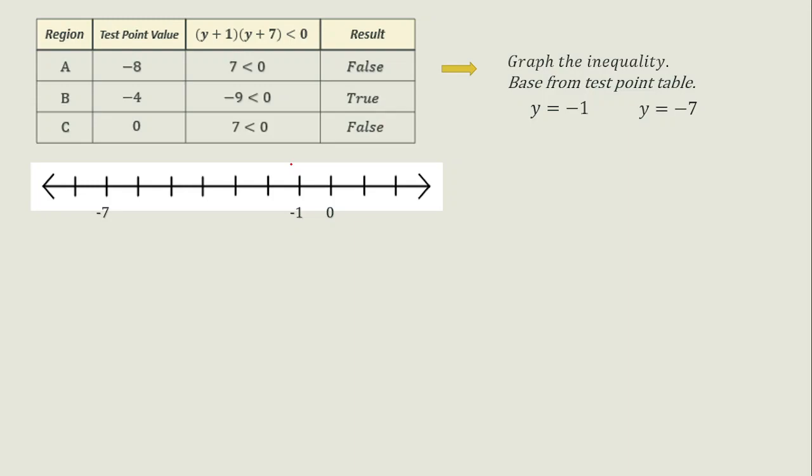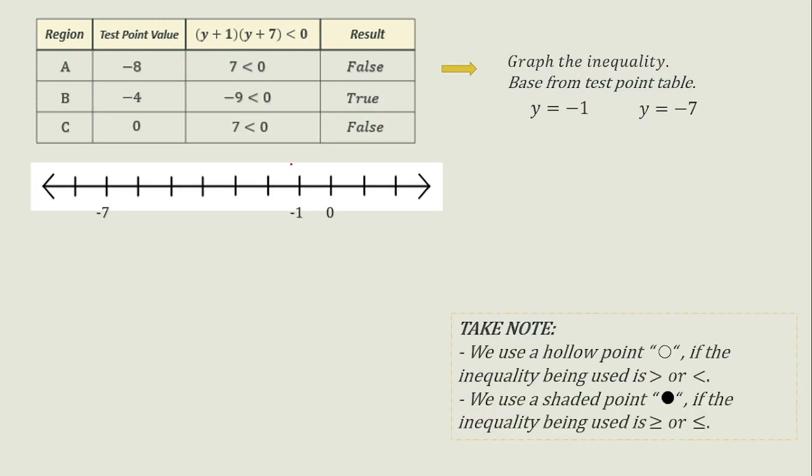So for this case class, yung ating quadratic inequality na ginamit is lesser than. So it means yung gagamitin natin is a hollow point. So for negative 7, lalagay tayo ng hollow point. Then for negative 1, a hollow point. It means negative 1 and negative 7 is just a borderline, pero sa solution set, hindi sila included. Kasi lesser than 0, so hindi sila sasama sa solution set.